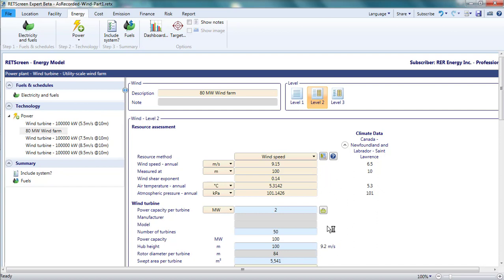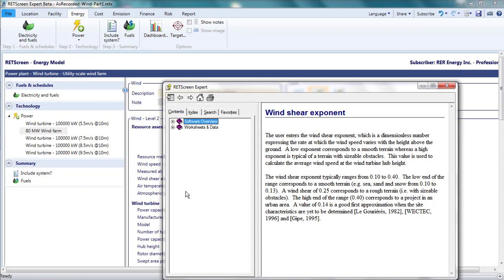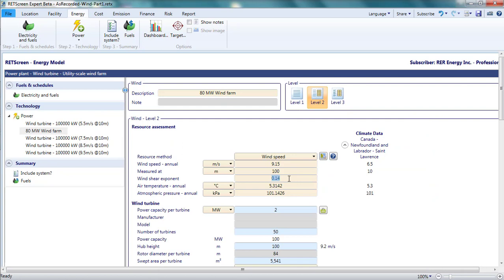This power law requires a single parameter, the wind shear exponent, to reflect how the roughness of the surface slows down the wind. We can read more about this in RETScreen's help screen that opens when we click on the text wind shear exponent. It says that a value of 0.14 is a good first approximation when the site characteristics are yet to be determined. That is the value that has been entered by default. We will leave it as is.